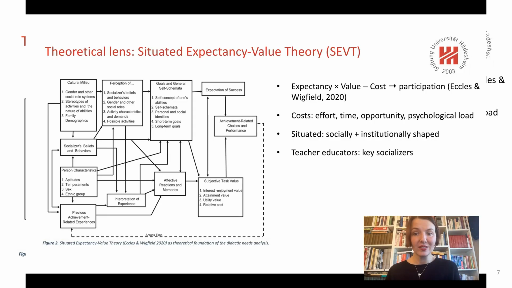Costs in this regard include not only effort and time, but also opportunity costs, psychological load, etc. Teacher educators play a central role as socializers, influencing what is perceived as legitimate and worthwhile engagement.